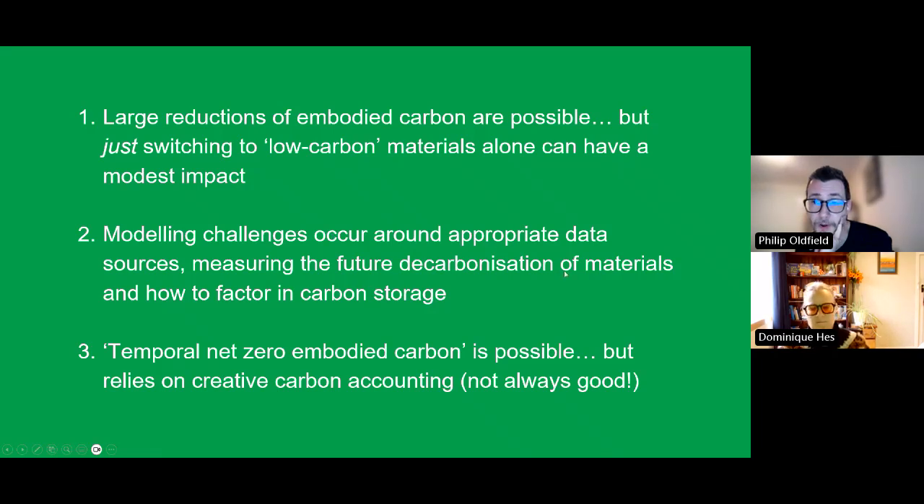And so look, what we found is that large reductions of embodied carbon are possible, but just switching to low carbon materials has a modest impact. It is a design and architectural challenge. It covers design, layout, other factors, as well as just material substitution.